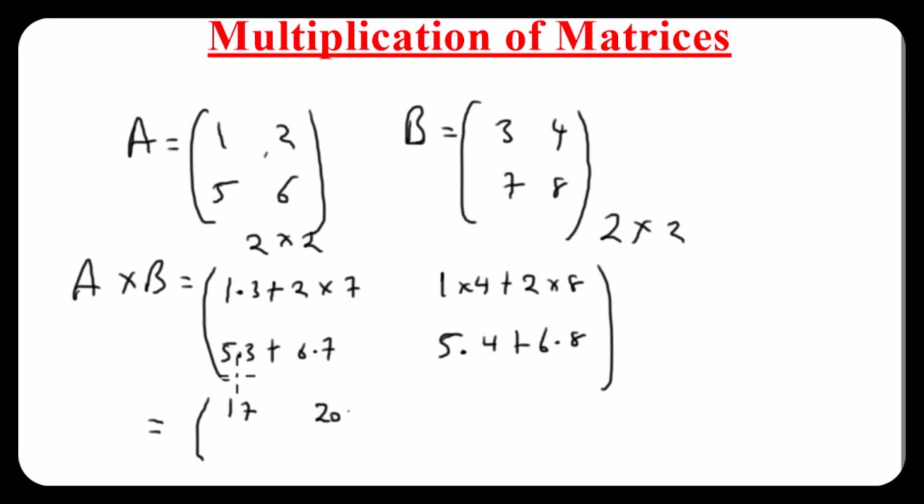Okay, so 5 times 3, that's 15. 6 times 7, that's 42. Add them together, that should be 57. Then 5 times 4 is 20, and 6 times 8 is 48. Add them together, so we'll be having 68. All right, so this is the answer I'm having.